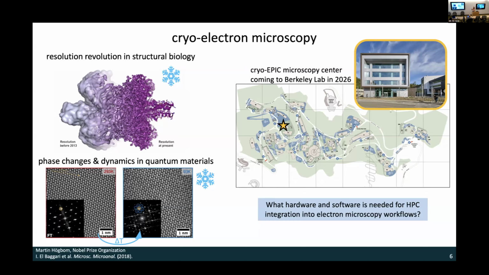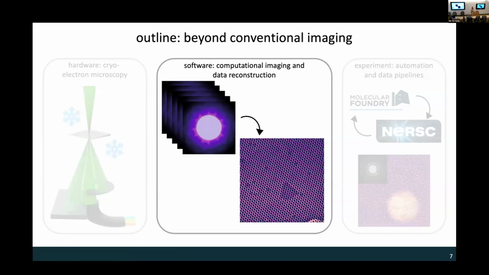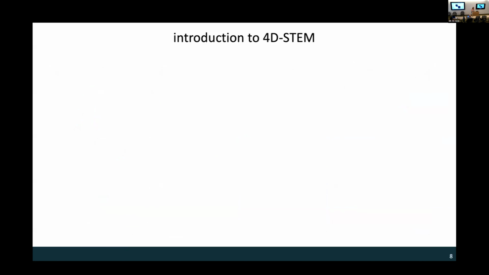So this is the only hardware part I wanted to discuss today. And if anyone's interested in discussing this later, I'd be very happy to. So now I'm going to move into talking about the software, really how does this computational imaging work? There's lots of ways you can generate a lot of data really fast in the microscope, but the flavor I'm going to talk about is 4D STEM.